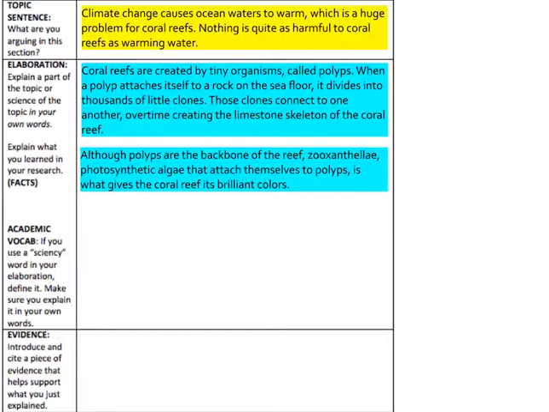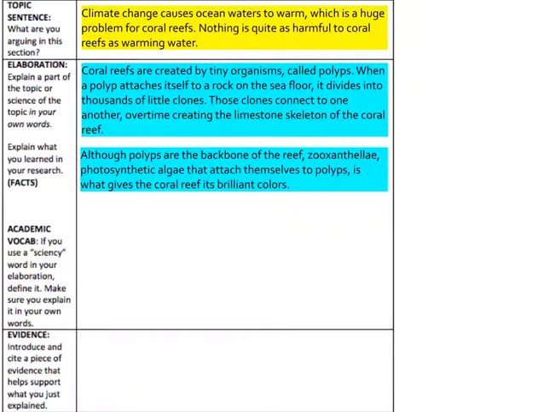So here's my elaboration. Coral reefs are created by tiny organisms called polyps. When a polyp attaches itself to a rock on the seafloor, it divides into thousands of little clones. Those clones connect to one another, over time creating the limestone skeleton of the coral reef. Although polyps are the backbone of the reef, zooxanthellae, photosynthetic algae that attach themselves to polyps, is what gives the coral reef its brilliant colors.